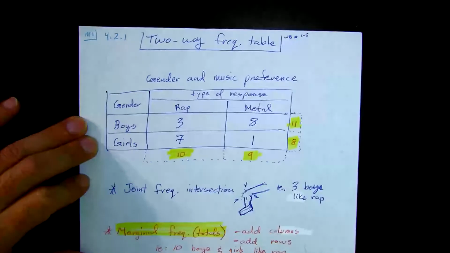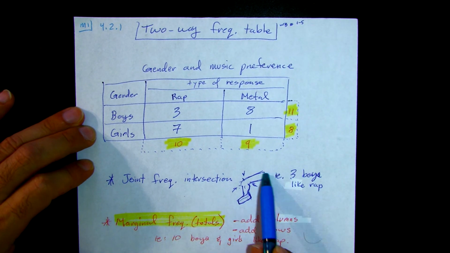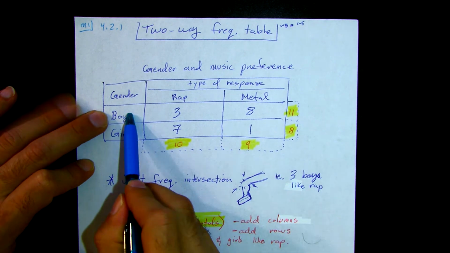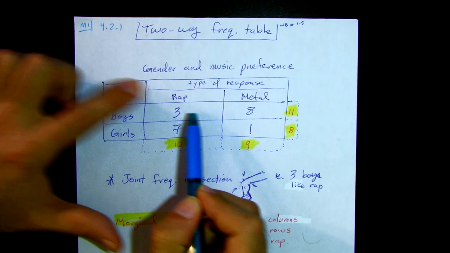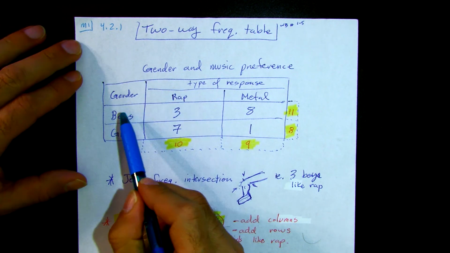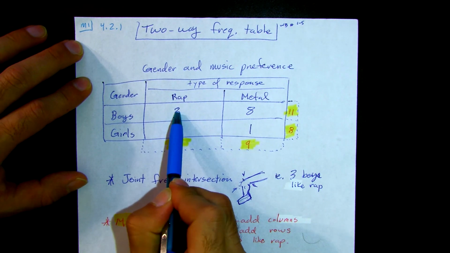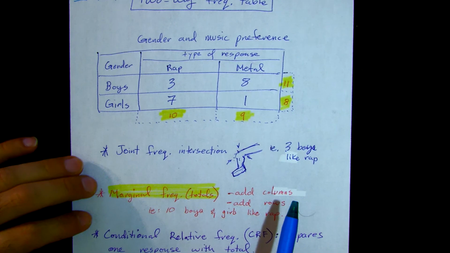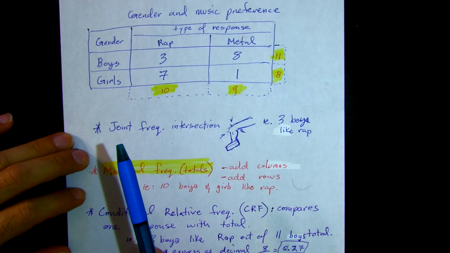Perfect. So that is called a joint frequency. And the reason I tried to draw a knee, I tried to draw a leg, is because of the knee joint. You can think of that as like this 90-degree angle. The joint is where two different parameters meet. So 3 boys like rap. Boys, rap, where they meet, that's the joint frequency. The joint frequency of boys and rap is 3. So these are pretty straightforward things to know. I feel like if you saw a table, those things we could figure out pretty quick. The other parts are a little bit more to it, but let's see what they are.